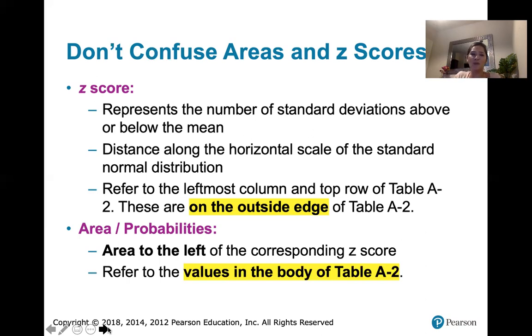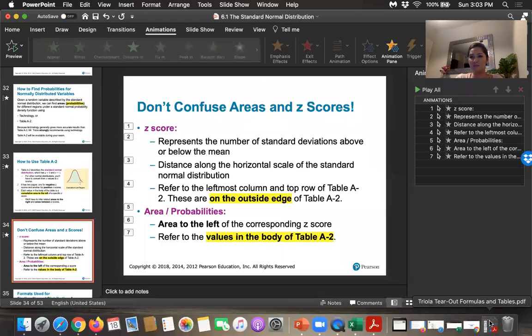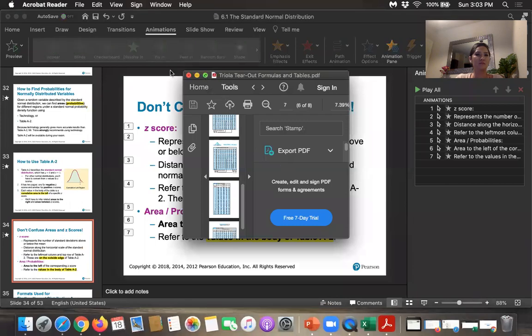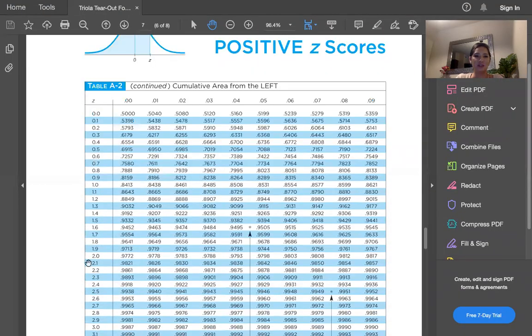Sometimes when you're doing your homework, they're going to give you that information the other way around. Rather than giving you a z-score cutoff and saying, find the area or probability to the left of this z-score, or to the right of it, or in between these 2 z-scores, they might give you the area or probability and ask for the z-score. So you have to be comfortable with both. Just remember, the z-scores are on the outside, areas and probabilities are on the inside. So let's look at that table again. The z-scores are on the outside.